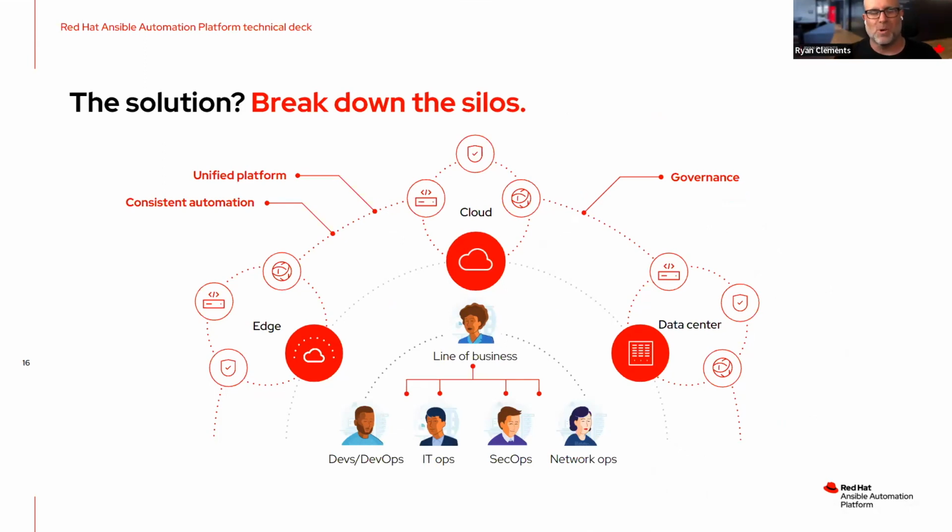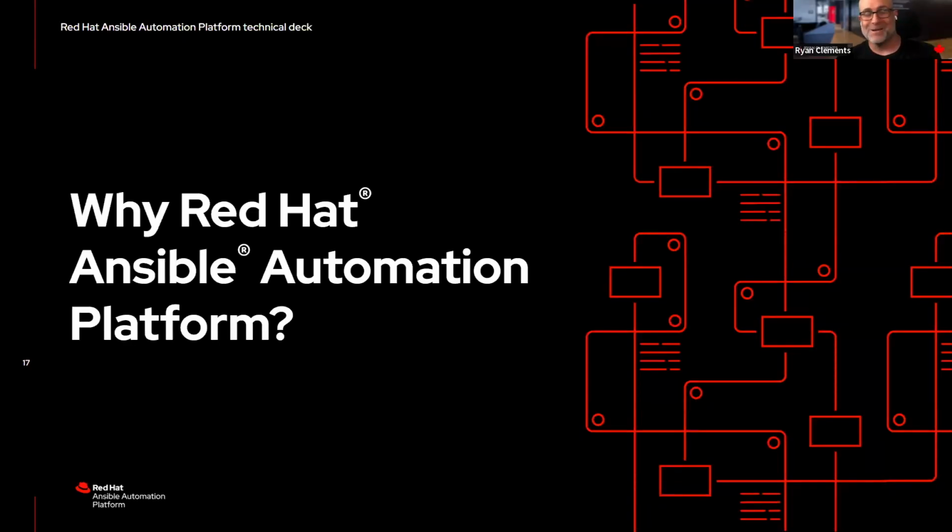Ansible Automation Platform, or AAP for short, is a unified platform with consistent automation and governance that works for almost every use case imaginable. It allows the developers to use the same automation platform and share code with the operations team. And network operations can now integrate their efforts with SecOps and operations. You see where I'm going with this? It's just one pane of glass that can make every team happy and accomplish their goals. It's pretty awesome. So why a Red Hat automation platform?